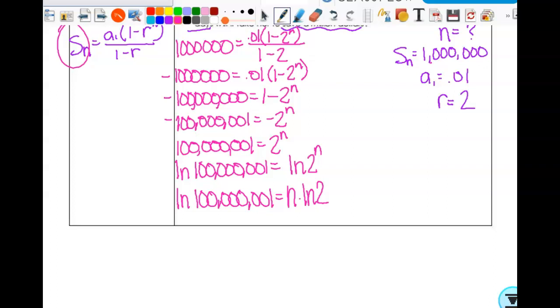I want to get n by itself, so what do I do? Divide. So n is equal to the natural log of 100,000,001 divided by the, don't touch your calculator yet, the natural log of 2. Okay? Now, what does n represent? The days. The number of days it takes to get $1 million.